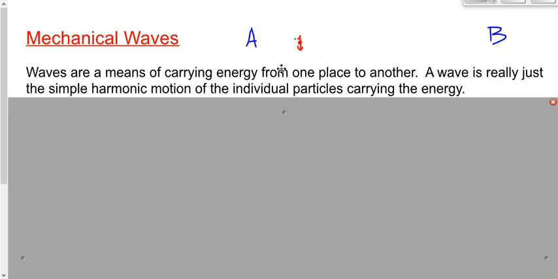Means of carrying energy from one place to the other, they're really just simple harmonic motion of individual particles, not the movement. I was going to say not the movement of particles. It really is movement of particles, right? Simple harmonic motion, but in their own little place.